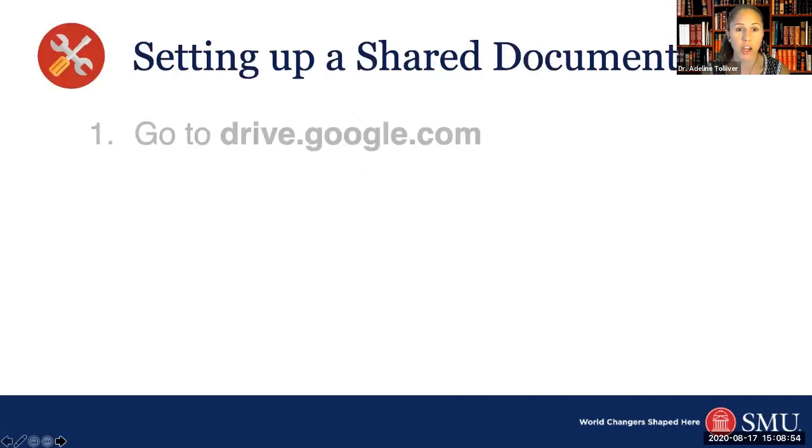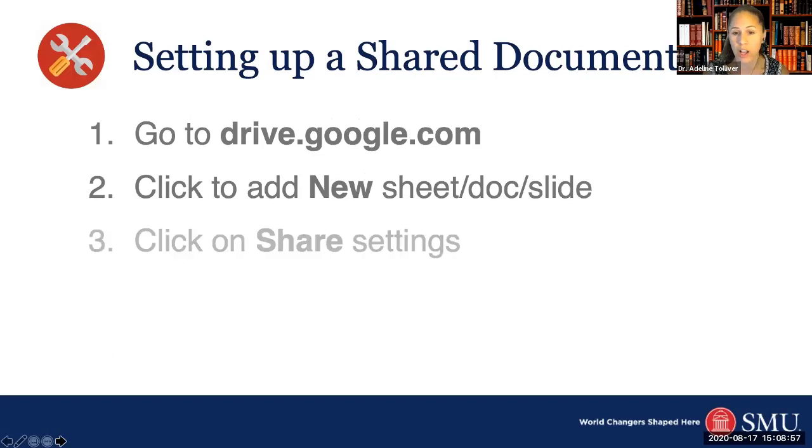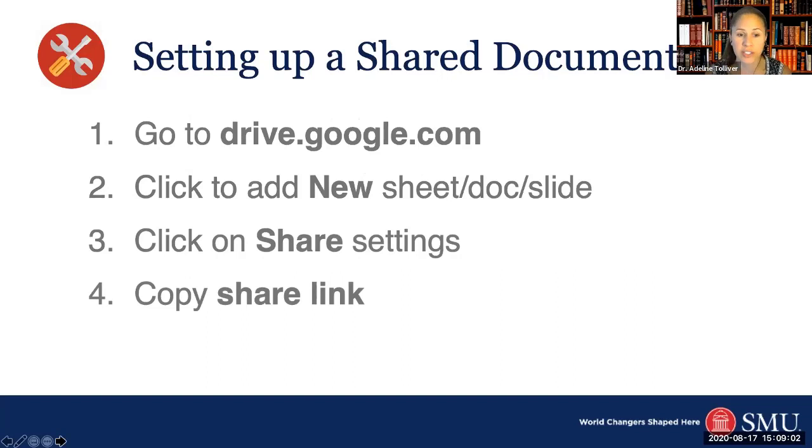So to set up a shared document, you can go to drive.google.com, click to add a new sheet, doc, or a slide. You can click on the share settings to make sure that anybody that has the link to that document can actually edit the document. And then you can copy the share link and just share in Zoom. So Google has spreadsheets, documents, slides, so you can even create a quick PowerPoint presentation or something. We're all connected at the same time, and we'll be able to edit these documents at the same time.